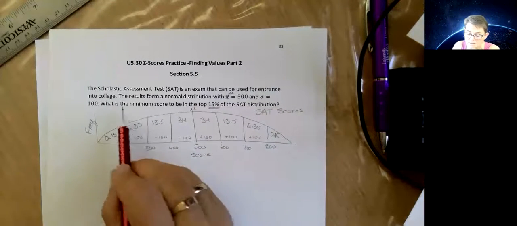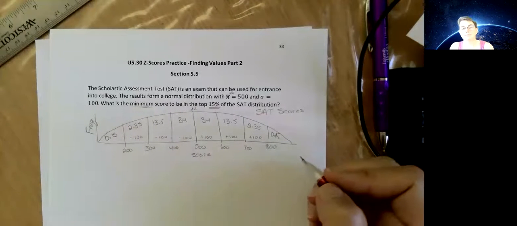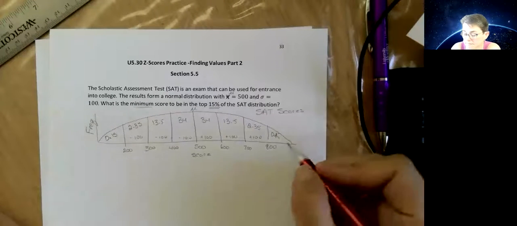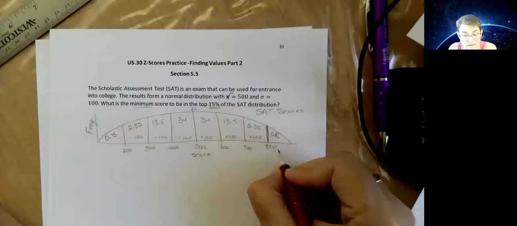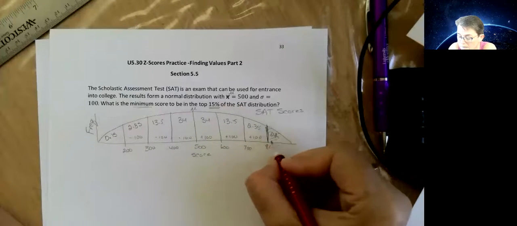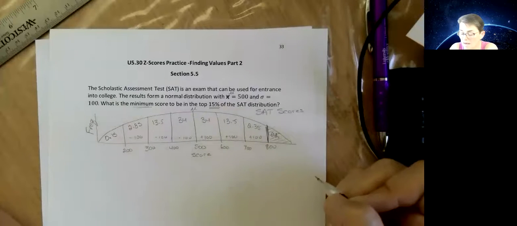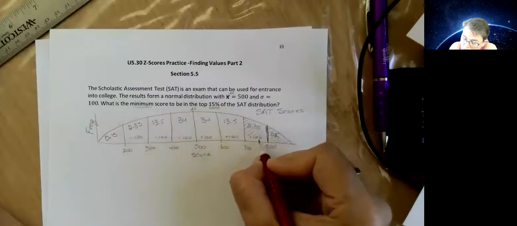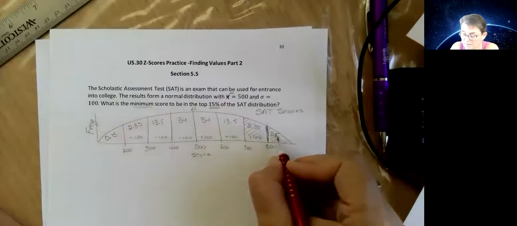It says, what is the minimum score to be in the top 15%? Well, which part are we coloring? Okay, so if I scored over 800, that would mean I would be in the top 0.15%. I want 15%, so I need to go back. If I add this part in, 2.35 plus 0.15 is 2.5%.